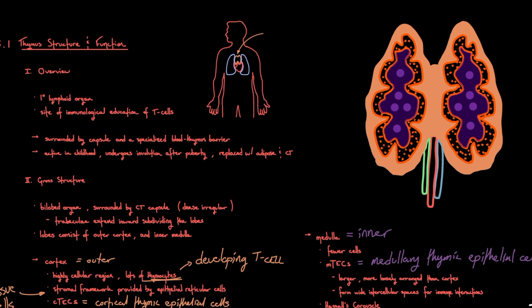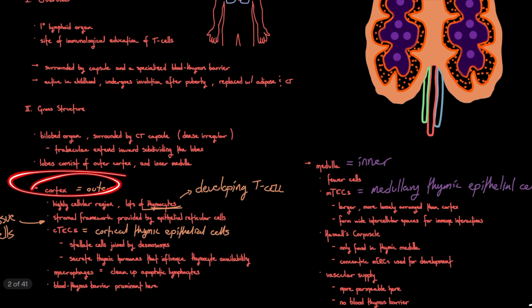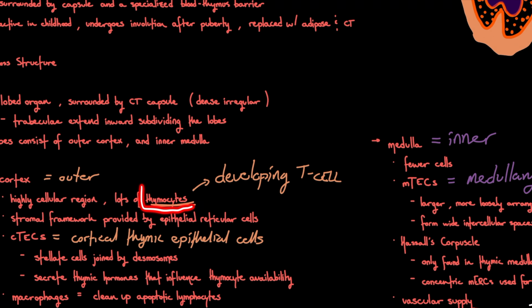So why am I making a stink about those two regions? Well, different things are going to occur in those regions, and we need to be able to differentiate those. So the cortex, that outer orange region, is very cellular, very dense, a lot of action going on. This is where all those T cells are coming in from the bone marrow. We call those developing T cells thymocytes. That's just a general term for those T cells that have just arrived.